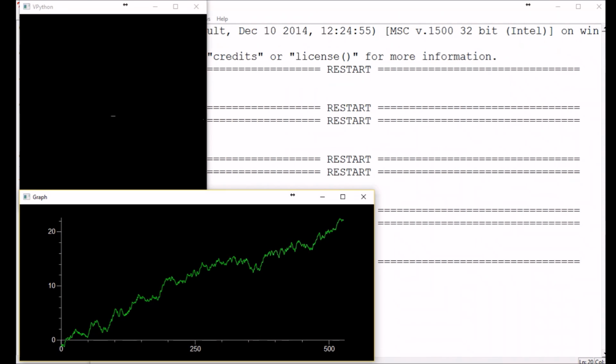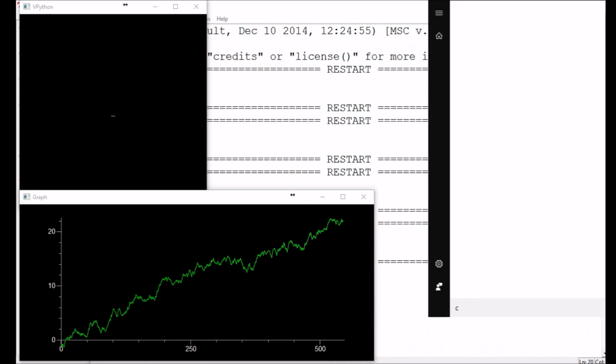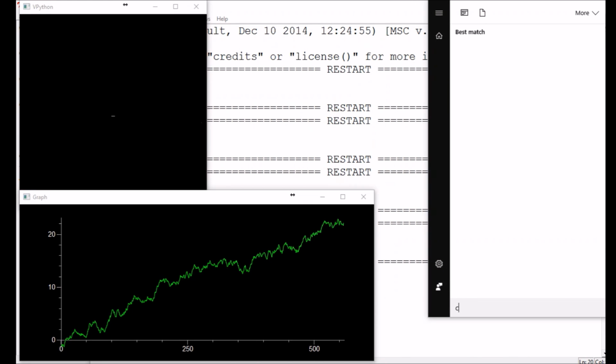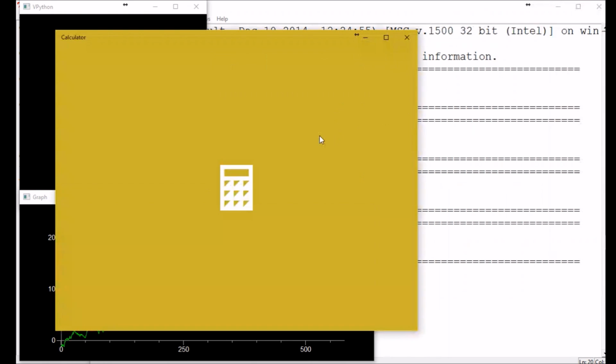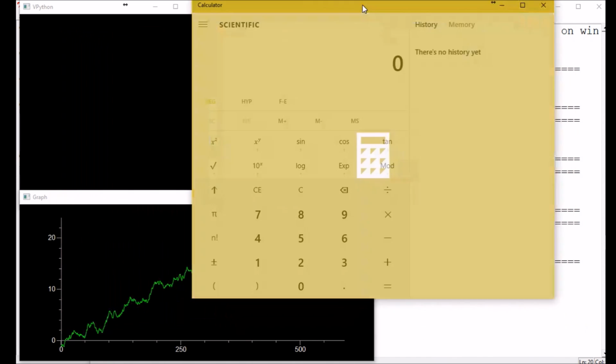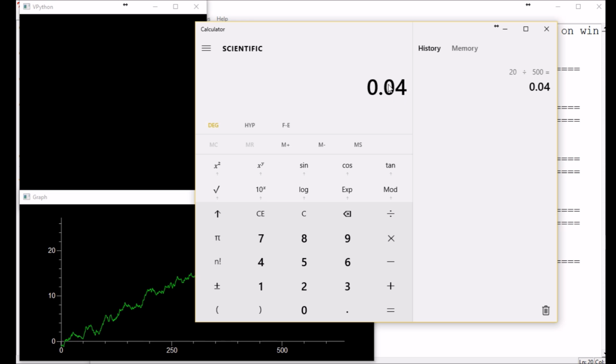So let's do a little bit of math here. Calculator, where are you? There we go. So we've got about 520... Oops, excuse me, other way around. We've gone 20 in 500 seconds. So right now it's got a speed of 0.04.